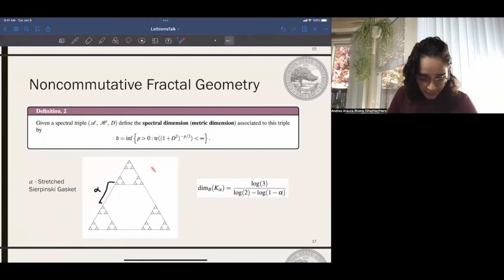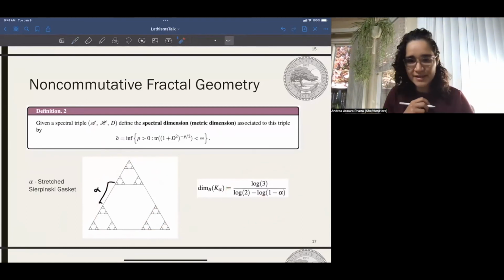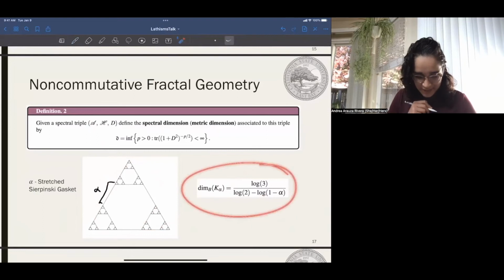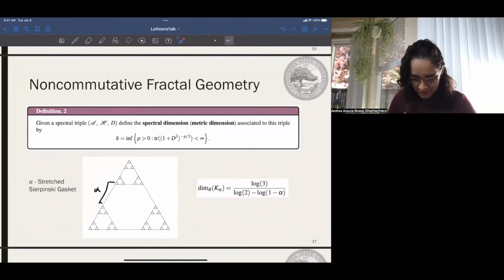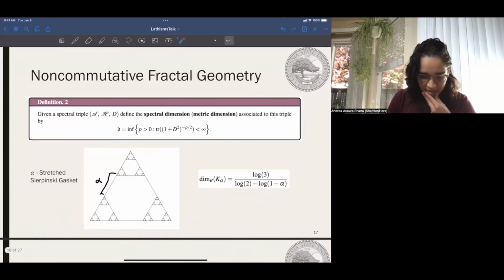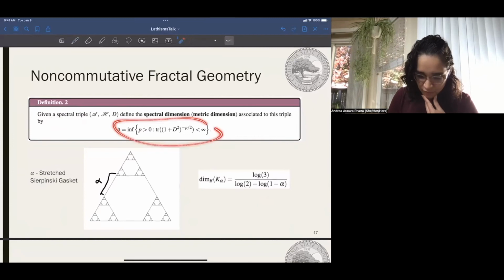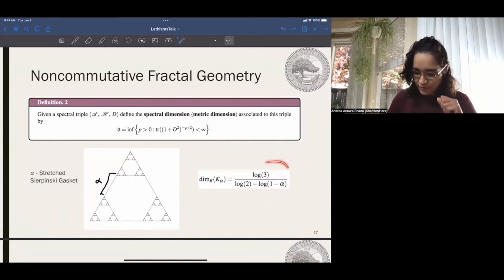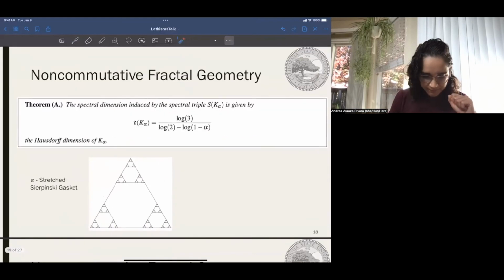So one thing that is known about this set is that its box counting dimension is log 3 over log 2 minus log 1 minus alpha. So it happens to be this. This is entirely defined in terms of the space here, right? It has nothing to do with the spectral triple. But one thing that I've shown is that one can build a spectral triple so that this spectral dimension gives you this box counting dimension. Okay, so let me show you that.